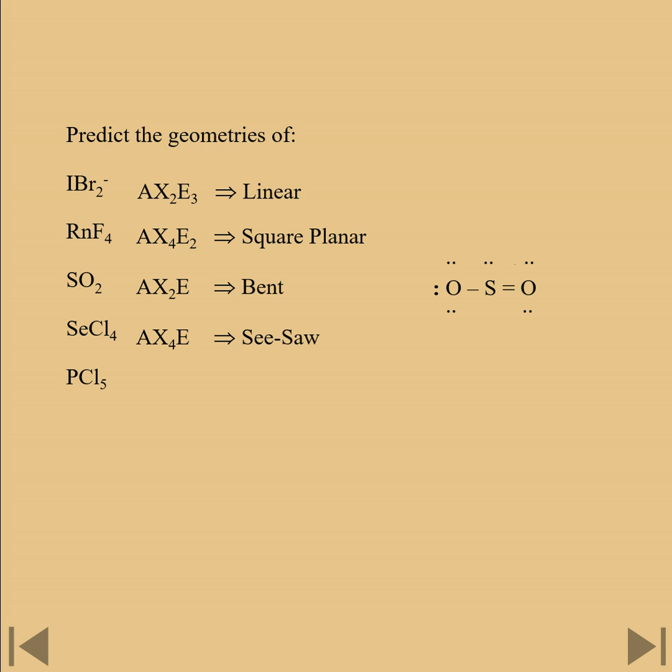In phosphorus pentachloride, phosphorus is the central element. Phosphorus has 5 outer electrons, and it's going to use all 5 to bond to the 5 chlorines, and hence we have an AX5 geometry. And here we have the true trigonal bipyramid.